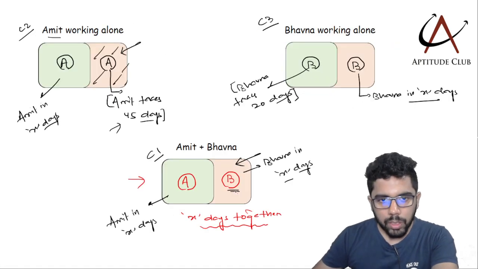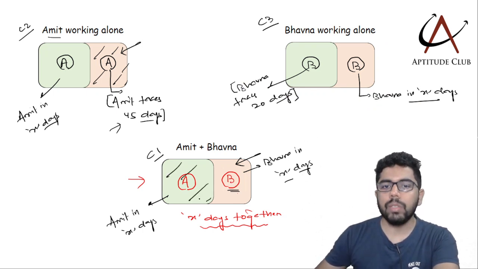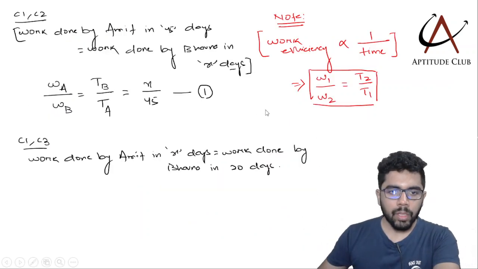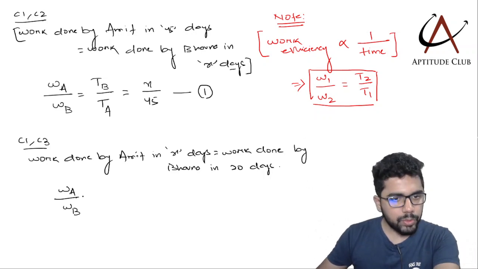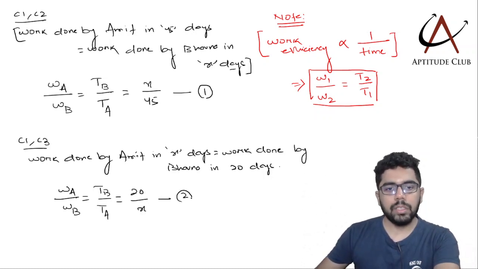Compare case 1, work done by Amit in X days, this work that Amit used to do in X days. If Bhavna does that work, Bhavna is taking 20 days. So I can again write work efficiency of Amit by work efficiency of Bhavna is time taken by Bhavna to time taken by Amit. Bhavna is taking 20 days, Amit is taking X days. This is equation 2.